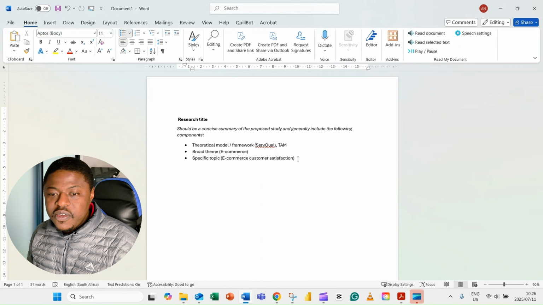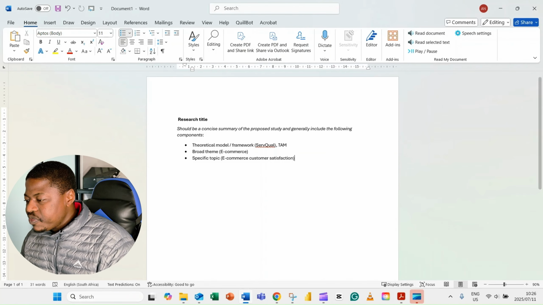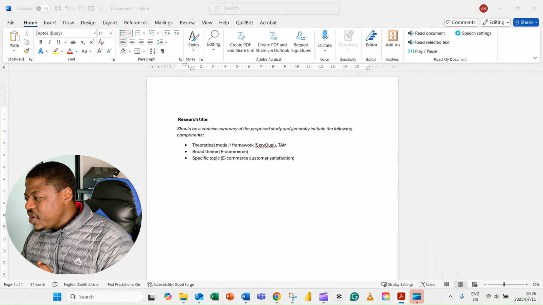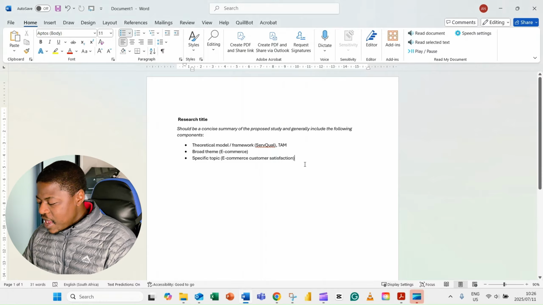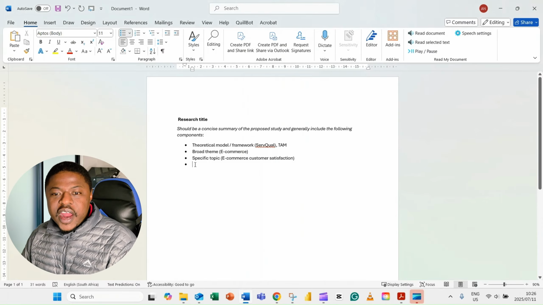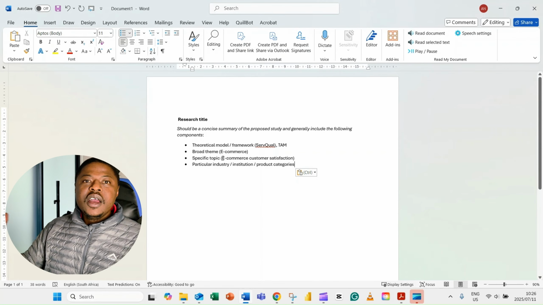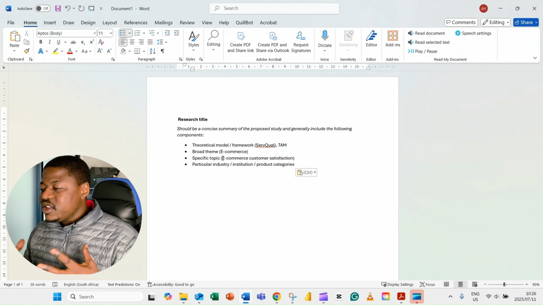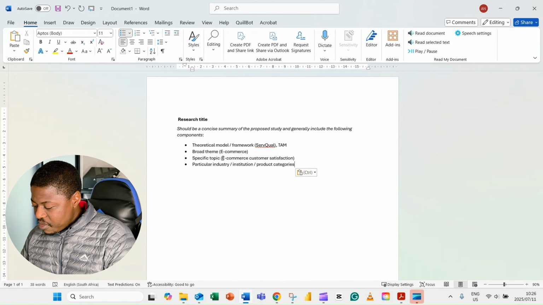There are many e-commerce platforms around, globally as well as in different countries. So the next thing you need to consider in your title is a particular industry. It could be an institution or product categories. For example, because I've said e-commerce, now I need to narrow down. It could be broader. You could be focusing on social media marketing communication as a broader theme, then when you go down, you look at social media advertising as your topic. But in my case, we're looking at e-commerce satisfaction.